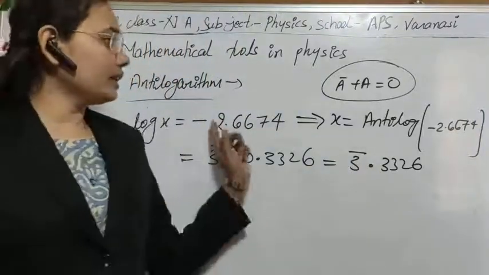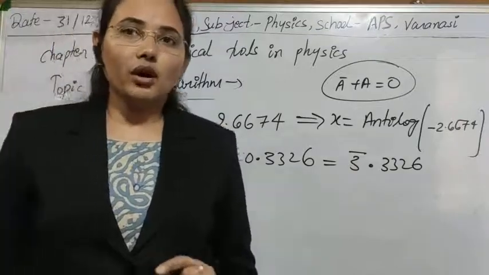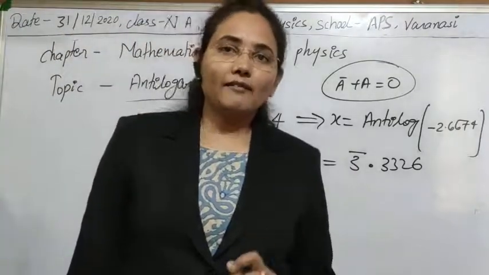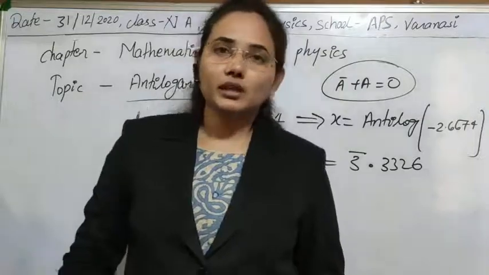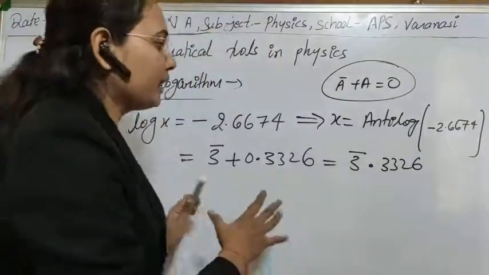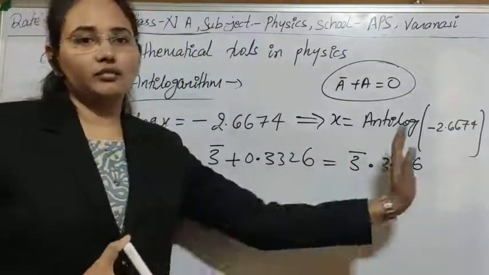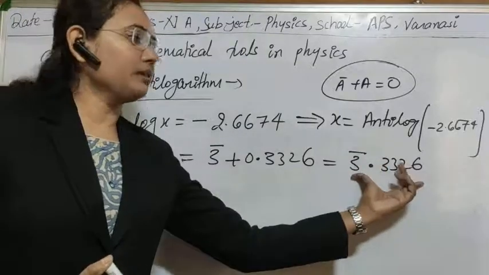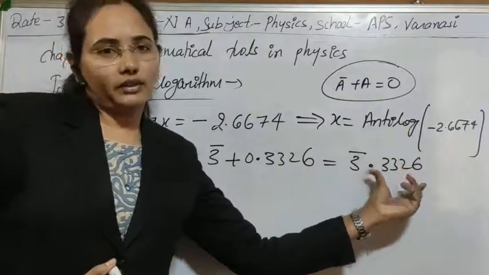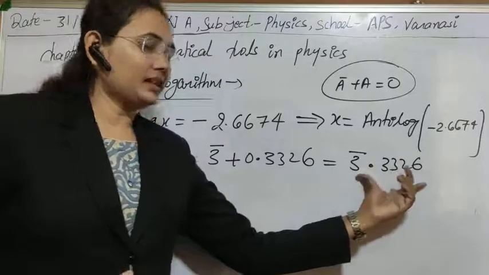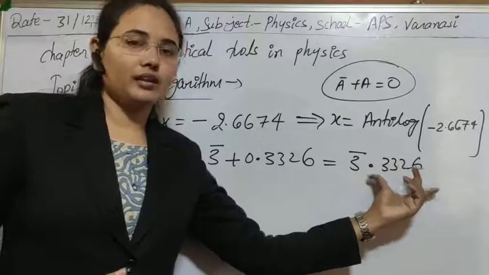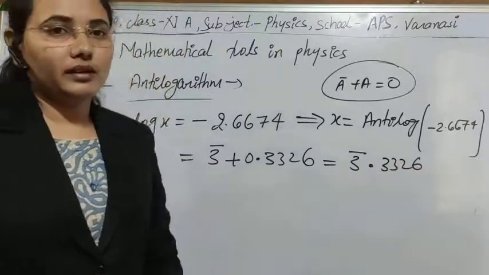So whenever a minus sign is given in the log value, first of all you have to convert it into the positive way, so that you can take the anti-log of it easily. Now you can calculate the anti-log of it very easily. I think the method is now clear. Try to see the anti-log of it, and after that you can understand it.